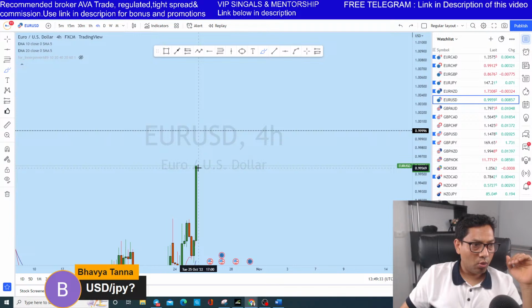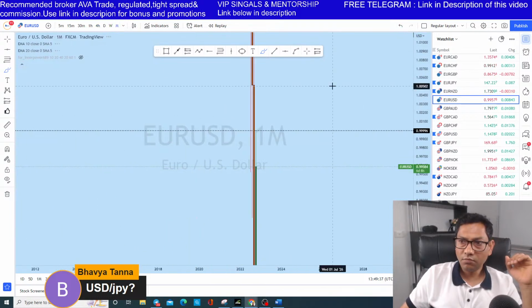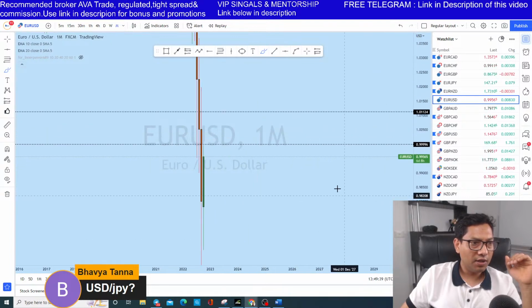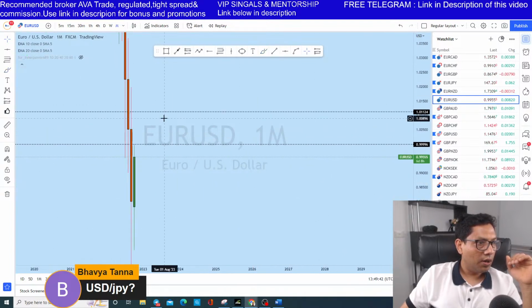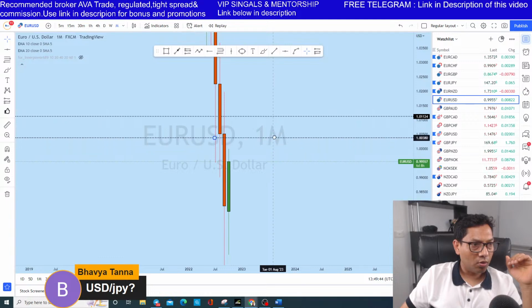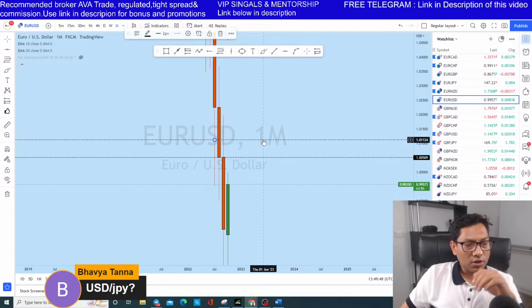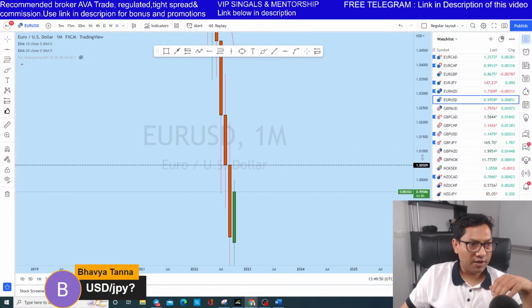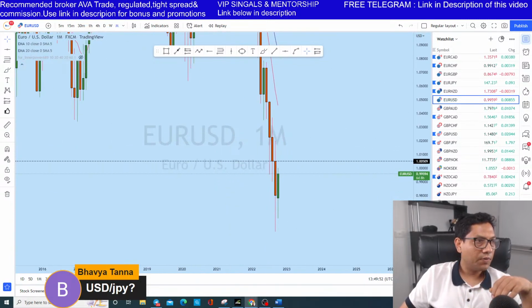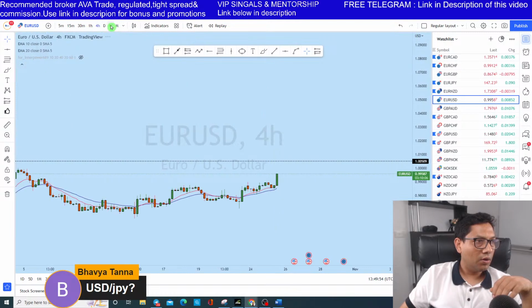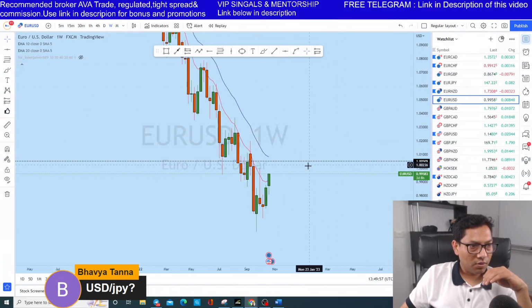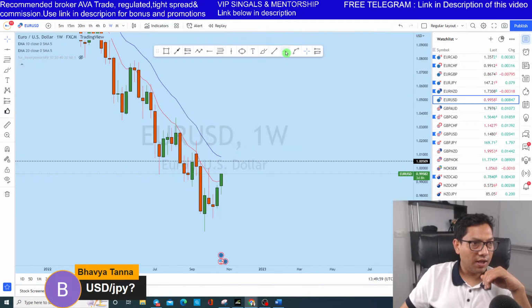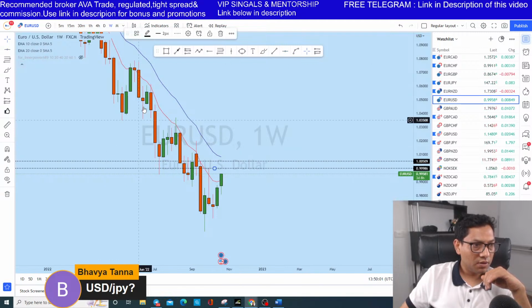Now EURUSD, the way it is moving, as I told you, if you look at the monthly on EURUSD, let me look at the monthly opening and closing. This is the monthly resistance. Long term, EURUSD is in fact a bearish market. Now going to the weekly, we see that this is the previous high. Let me draw all those levels.